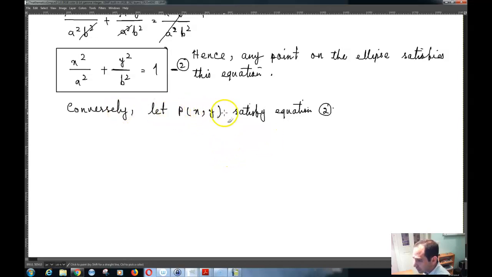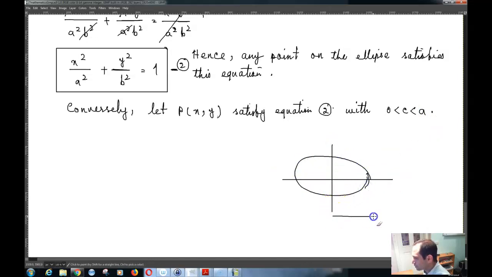So let P, X, comma, Y satisfy this equation number 2 with basically 0 less than C, less than A, meaning that if you have an ellipse over here, this distance over here is basically A. And this distance over here, let's say that this is F2, for example. This distance over here is C. So C is greater than 0, meaning that it's not on the center of the ellipse, but it is less than A, meaning that it's not quite A, it's somewhere between 0 and A. That's the assumption that I'm making.